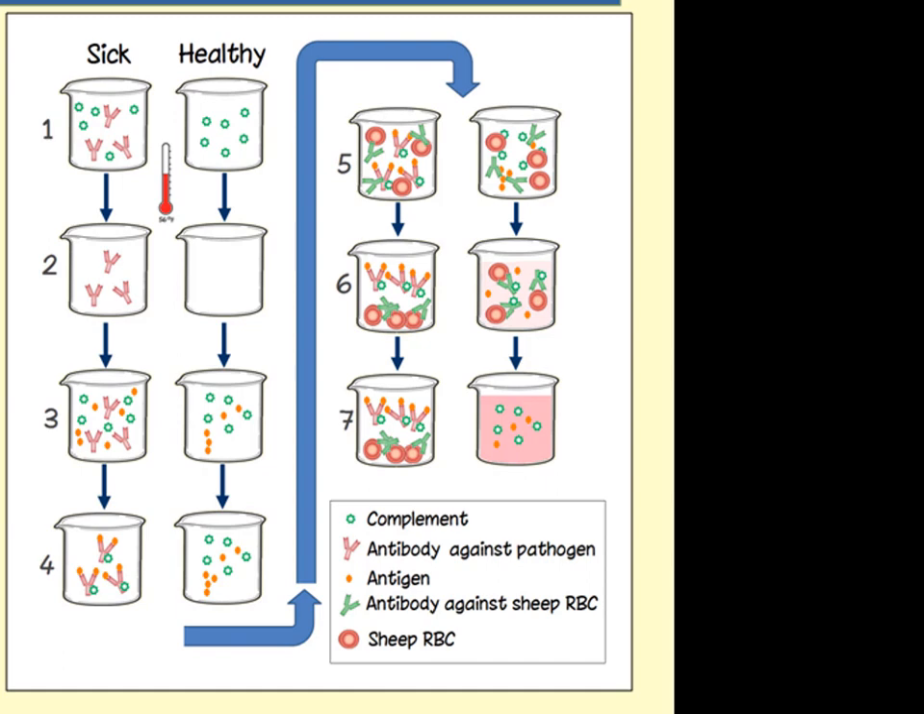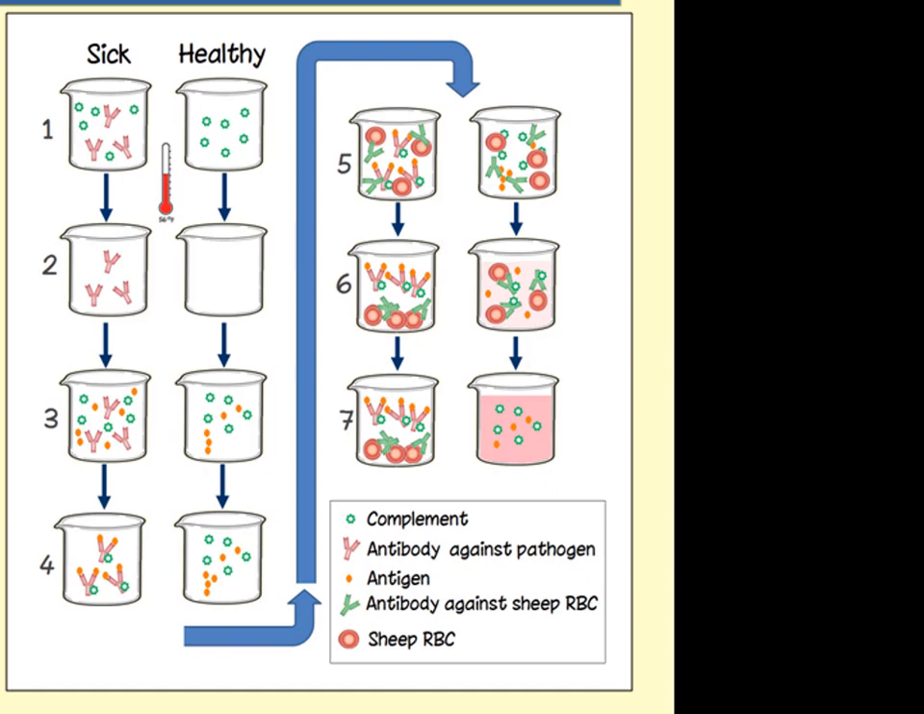Complement fixation test identifies presence of a specific antigen or a specific antibody in the serum. Currently, it is replaced by other methods of pathogen identification, such as PCR and ELISA. Of course, PCR stands for polymerase chain reaction, and ELISA stands for enzyme-linked immunosorbent assay.